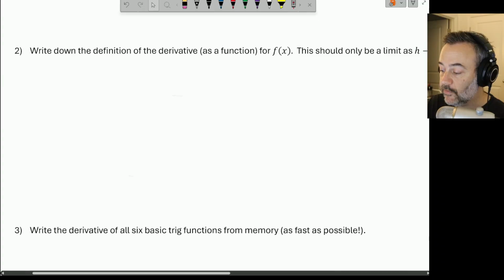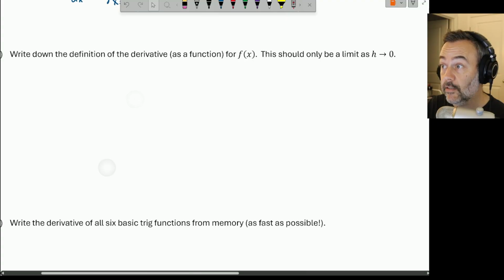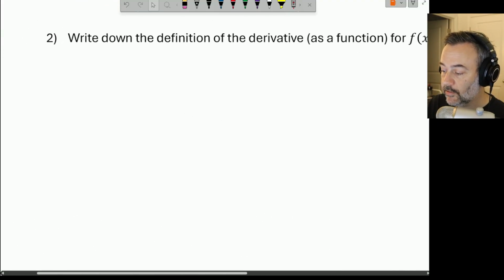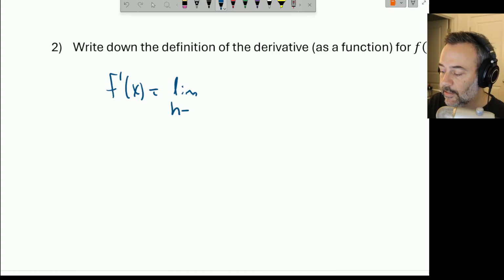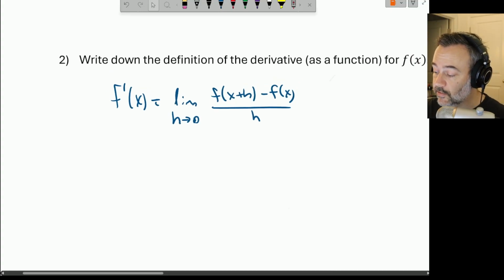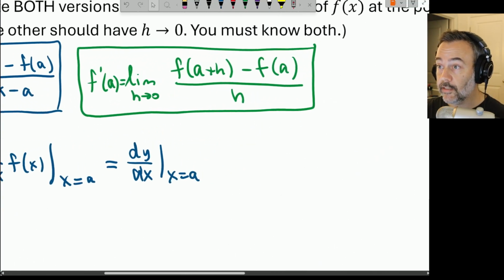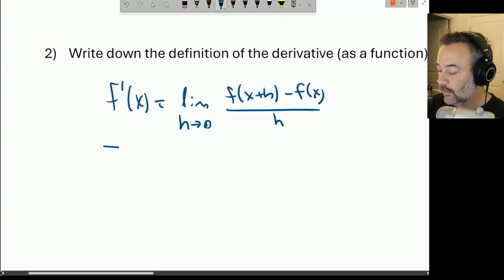Number 2: write down the definition of the derivative as a function for f of x. This should only have h going to 0. Okay, so f prime of x is equal to the limit as h goes to 0 of f of x plus h minus f of x all over h. Notice there's no a's here. Notice where the x's are. Where the x's are in the bottom one, that's where the a's were in the top one, because a is a particular value. That's it.